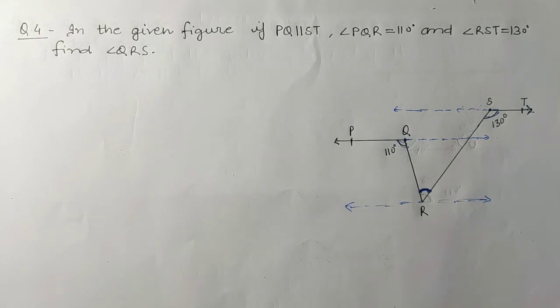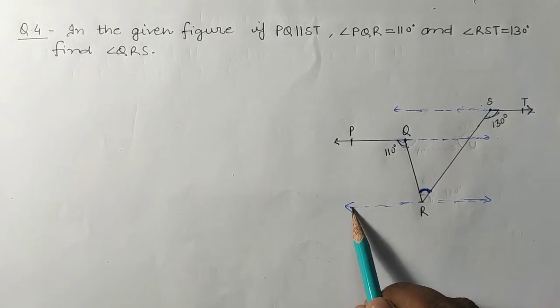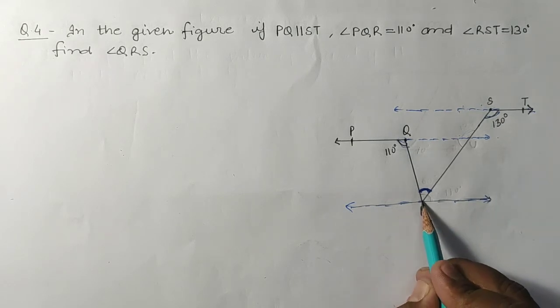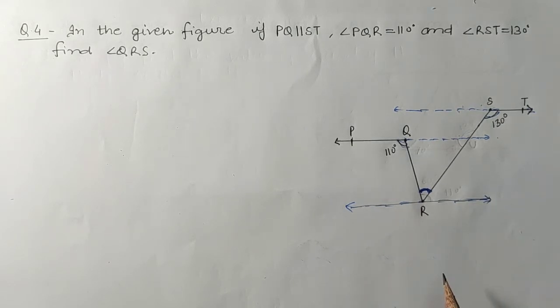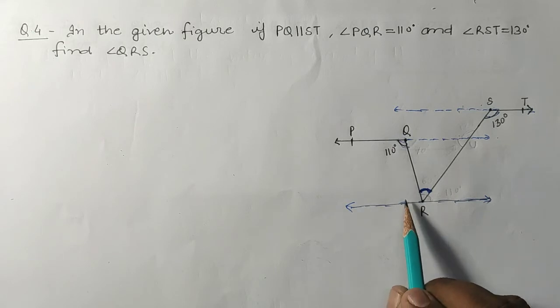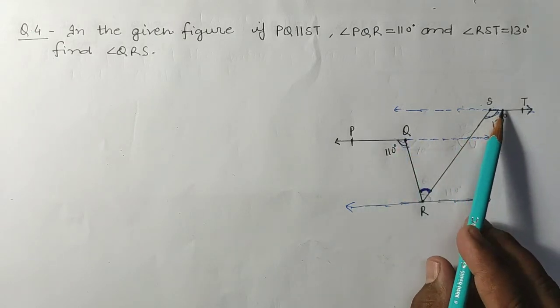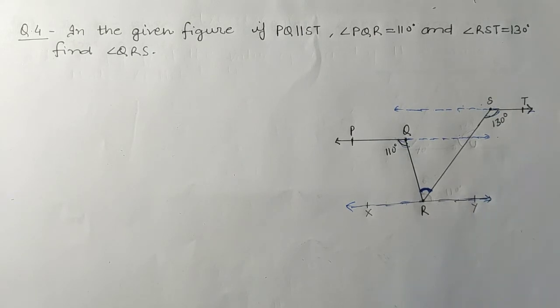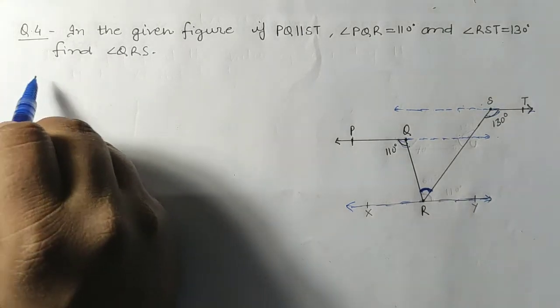For that we have to construct something. We have to construct a line through R, which is parallel to PQ and ST. Suppose the name of this line is XY. So firstly here we will write construction.